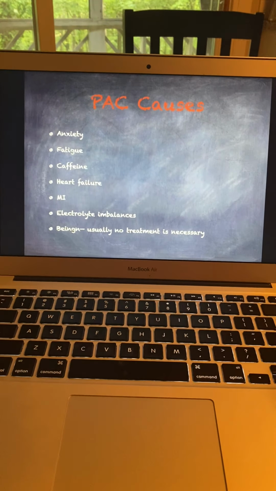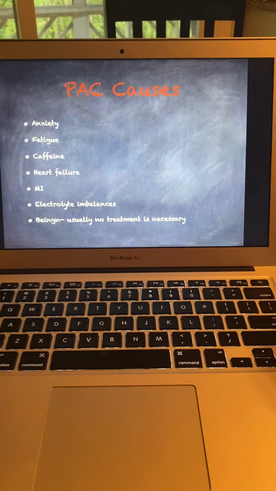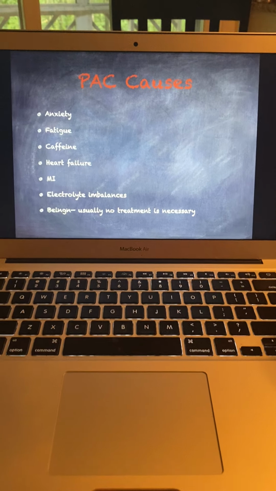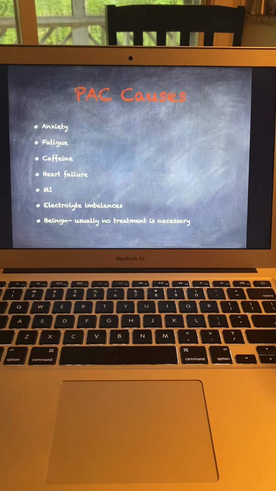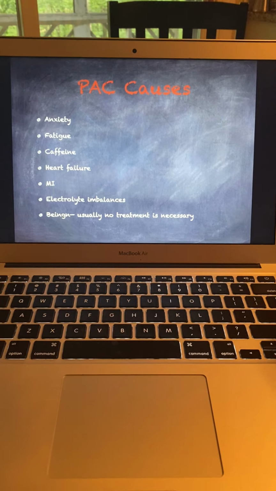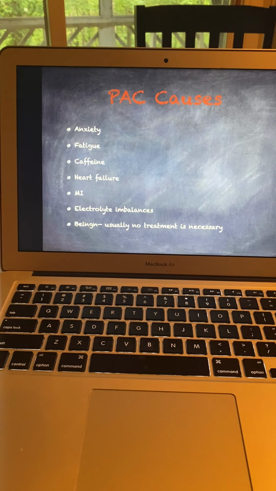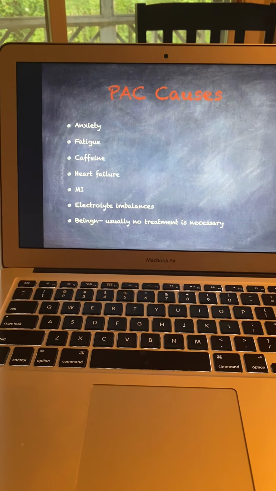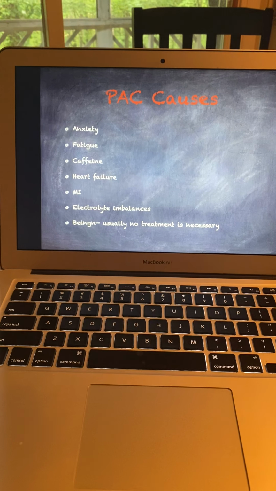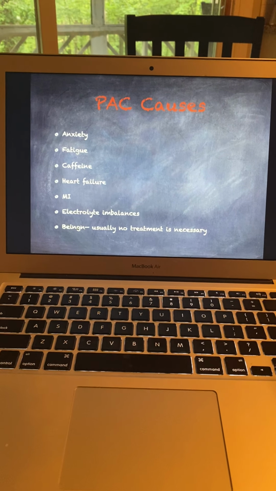So some causes of PACs include anxiety, fatigue, and caffeine. If you ever feel like you're having a palpitation, it may be that you're having a PAC. I know being in school and working causes fatigue and anxiety, so that might be a cause of a palpitation that you feel.